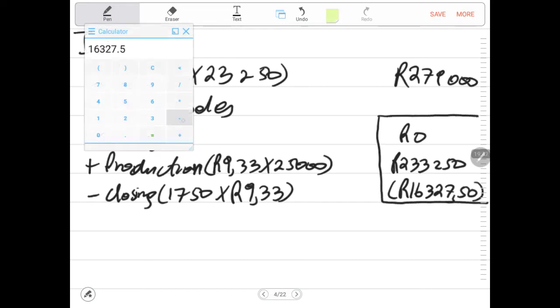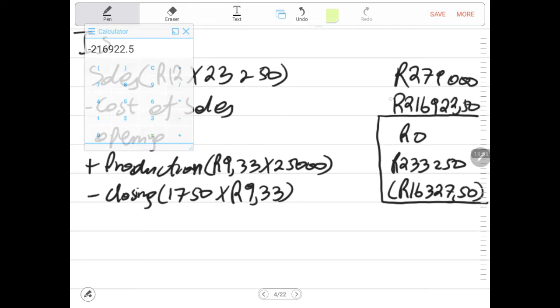So now we say minus 233,250. This will give us 216,922 rand 50 cents. Sorry, this will give us the cost of sales, not the gross profit. Then we deduct that from our 279,000 revenue. This gives us gross profit of 62,077 rand 50 cents. This is our GP, gross profit.